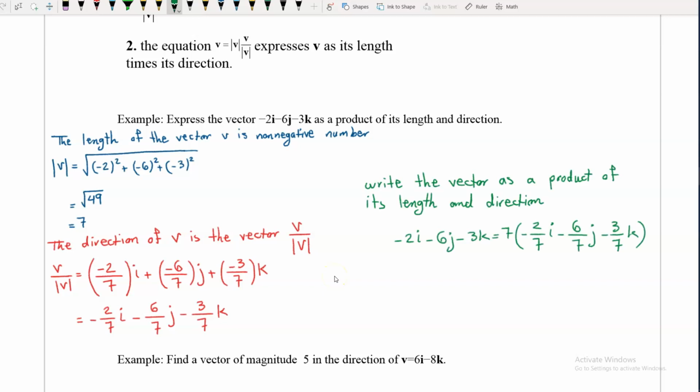And finally, write the vector as a product of its length and direction. So here we have -2i minus 6j minus 3k. It is equal to, what we had for length was 7, so 7 times -2 over 7 i, using what we have here for direction. So here we have 7 times -2 over 7 i minus 6 over 7 j minus 3 over 7 k.